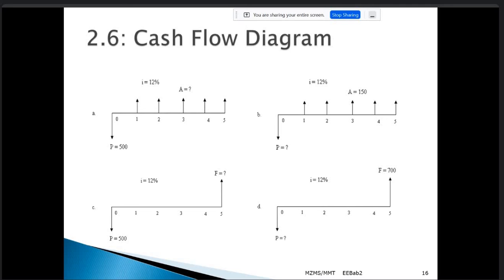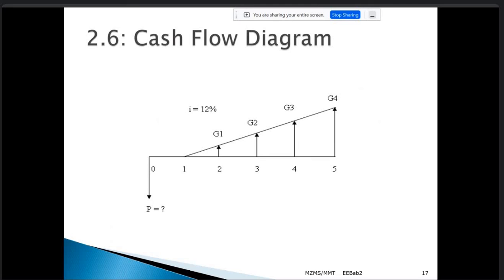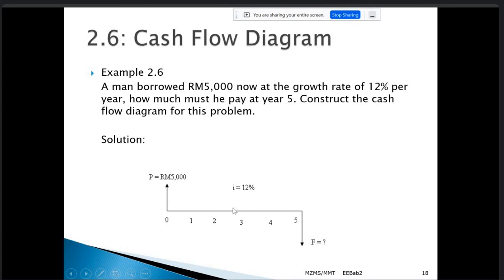Okay, so this is the cash flow. How do you draw the cash flow? Okay, what about this? How much do you want to invest, and then this one is compounded interest. Okay, it's gradient. So I is 12%. As I mentioned before, for gradient they will start at zero. So at year one normally it is zero. Then at the second year you will get the extra money. So how much gradient will you get every year? Okay, so this is the example.